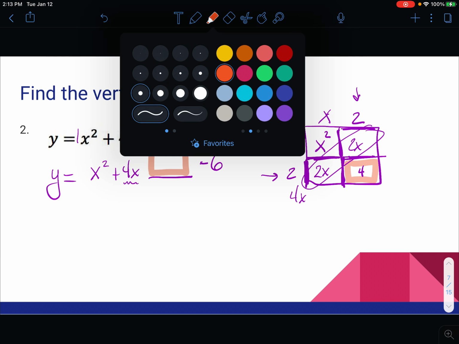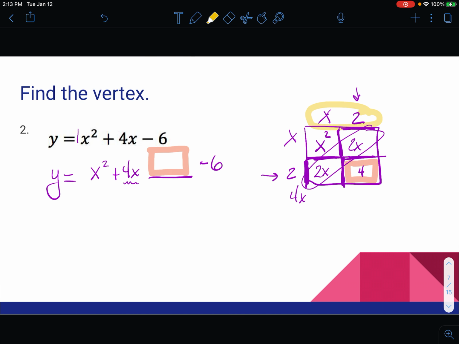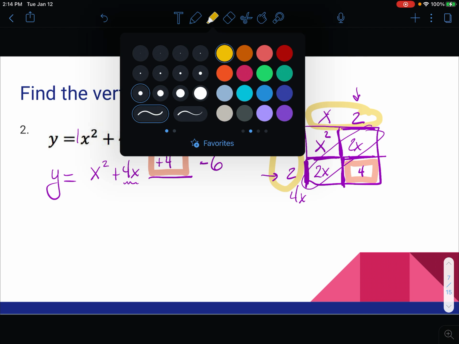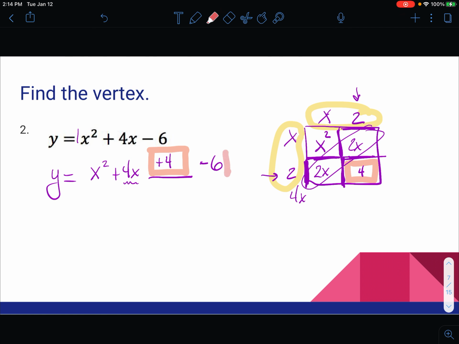Notice what we have. x plus 2 times itself. That is a perfect square. So what we're going to do is input that plus 4. We can't just start adding random numbers and putting them in here. So we have to balance this equation. If we add 4 here, then we're unbalanced. But if I write that minus 4 here, now we're balanced.